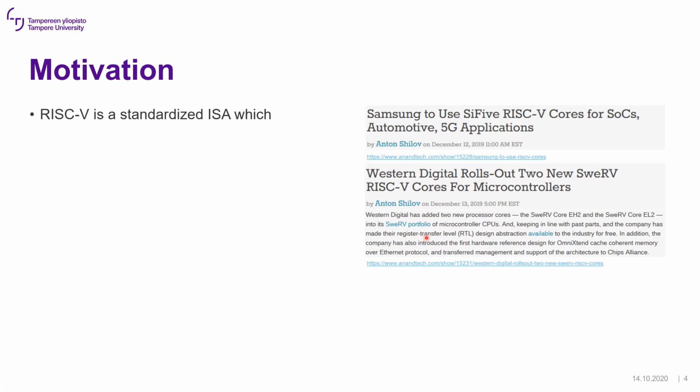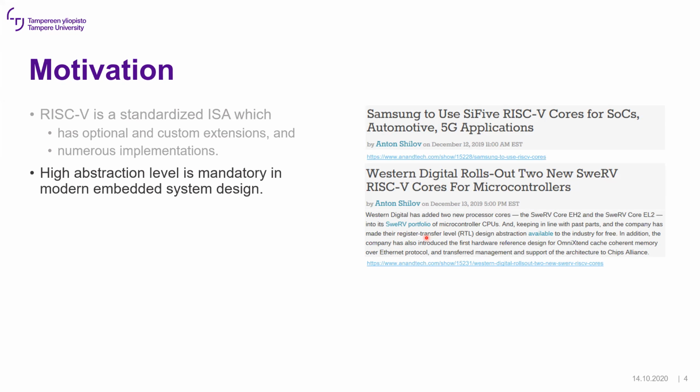So the RISC-V is a standardized instruction set architecture, which has optional and custom extensions. So not every RISC-V core is identical. You can pick what extensions you need for your applications, and you can also design your own extensions. But also this means that all the implementations are different, and there's a lot of different implementations.